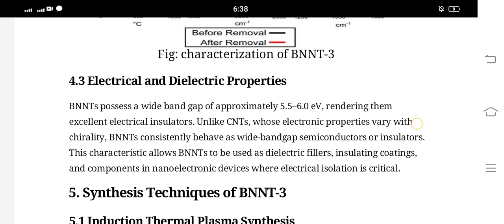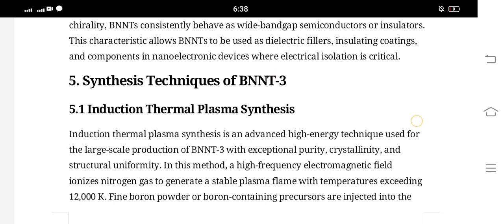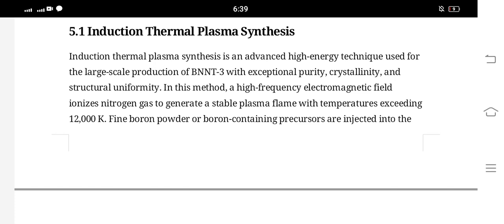Now I will discuss the main synthesis techniques used to produce boron nitride nanotubes, focusing on their principal advantages and limitations. The first method is induction thermoplasma synthesis. Induction thermoplasma synthesis is an advanced high-energy technique used for the large-scale production of boron nitride nanotubes with exceptional purity, crystallinity, and structural uniformity. In this method, a high-frequency electromagnetic field ionizes nitrogen gas to generate a stable plasma flame with a temperature exceeding 12,000 K.